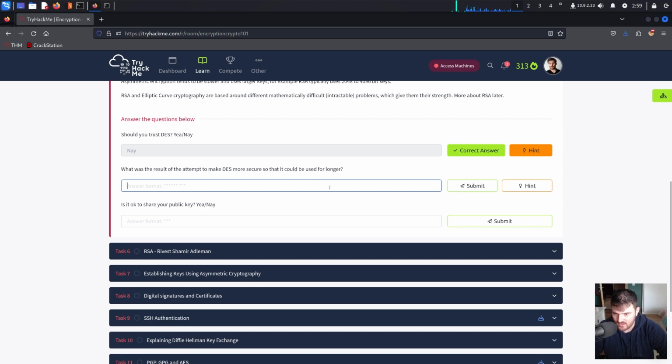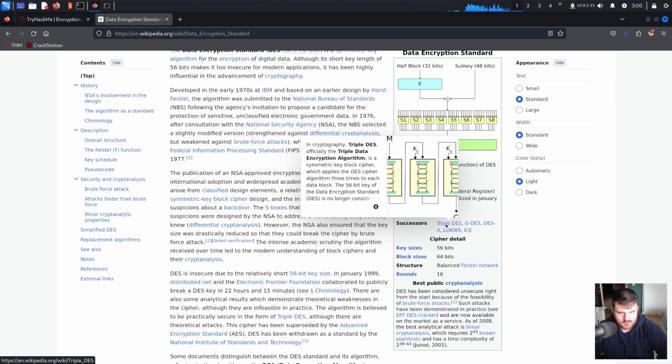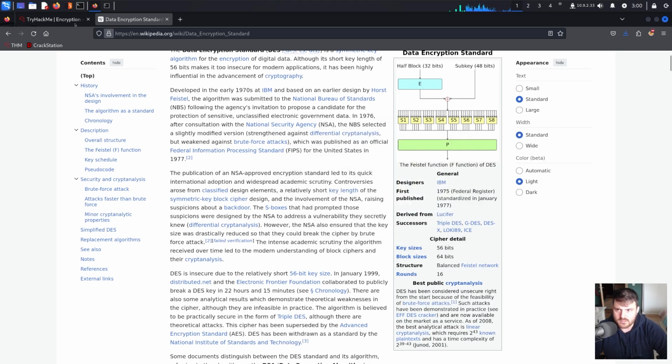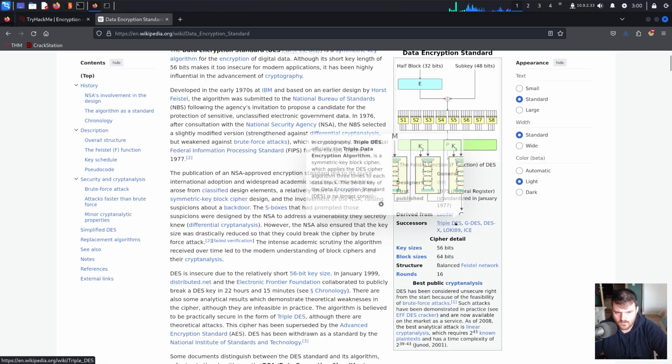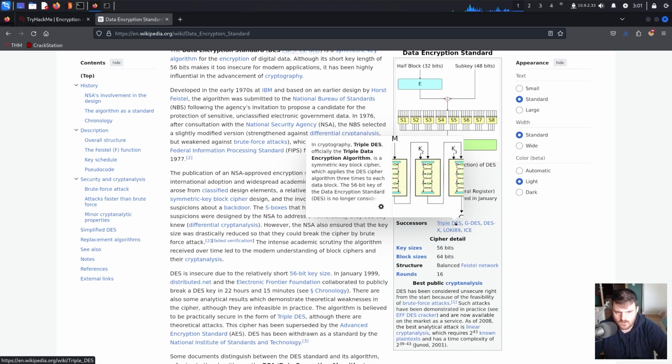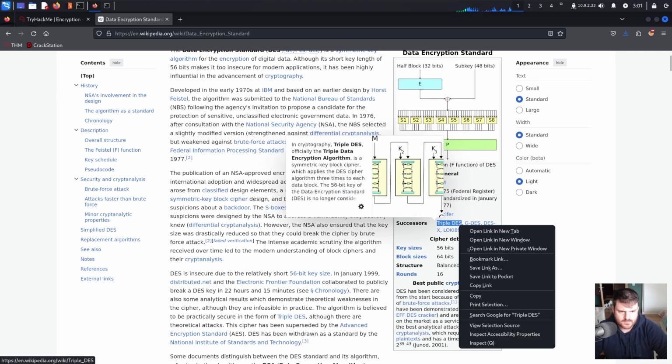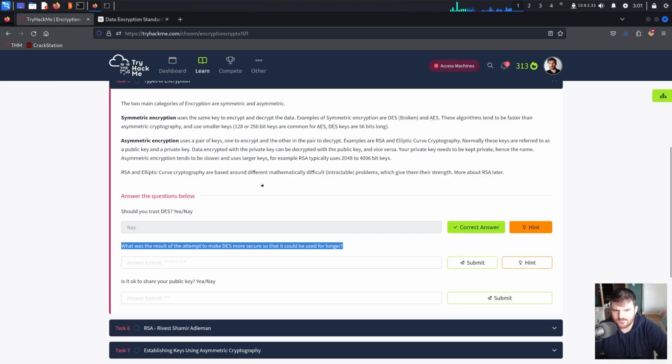What was the result of the attempt to make DES more secure so that it could be used for longer? Triple DES, as you can see here in cryptography, triple DES, officially the Triple Data Encryption Algorithm, is a symmetric key algorithm, which is a 56-bit key. Wait a second, which is the same as this one. No, this is more secure. It's bit, not bits. Triple DES.